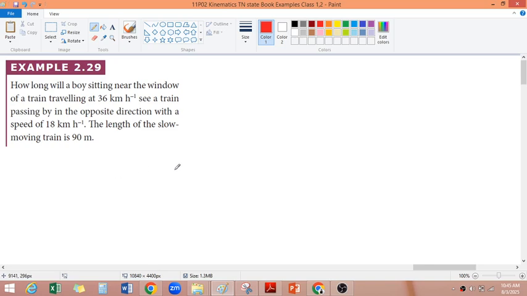How long will a boy sitting near the window of a train traveling at 36 km per hour see a train passing by in the opposite direction with the speed of 18 km per hour? The length of the slow moving train is 90 meter. Okay, let's try to do this problem. So somebody is sitting at the window here and you are moving with the speed of 36 km per hour.